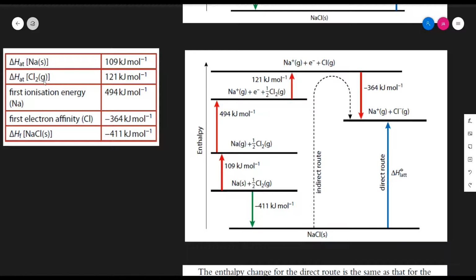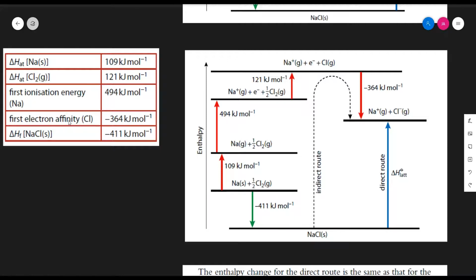But if this were a liquid non-metal element, you would be given the enthalpy change of atomization, since these values are not listed in the data booklet. Thus, I have the enthalpy change of atomization of sodium. I have the enthalpy change of atomization of Cl2, which are endothermic processes, as seen here. I have the first ionization energy of Na, which is also an endothermic process.